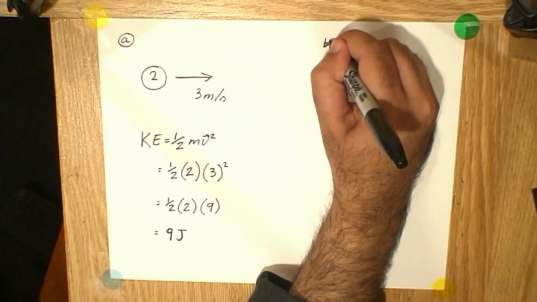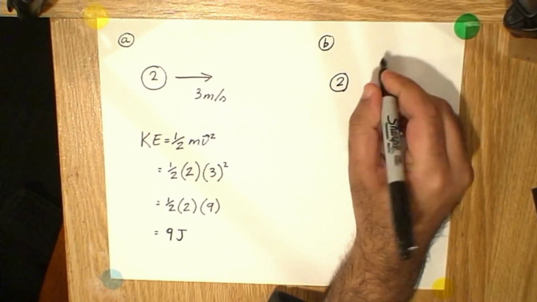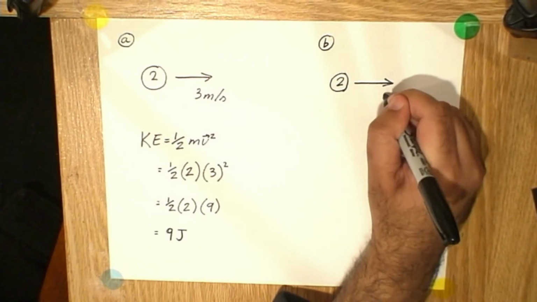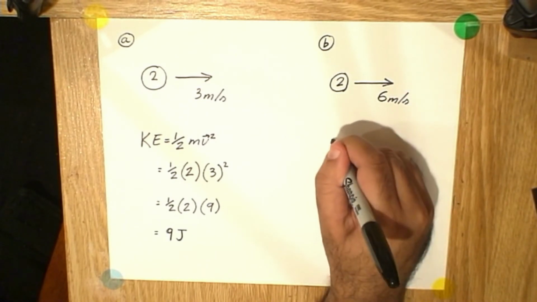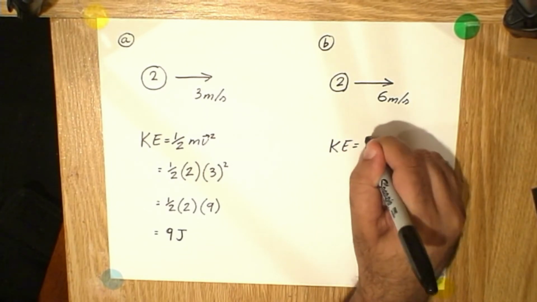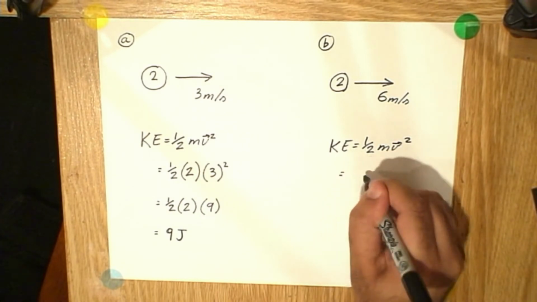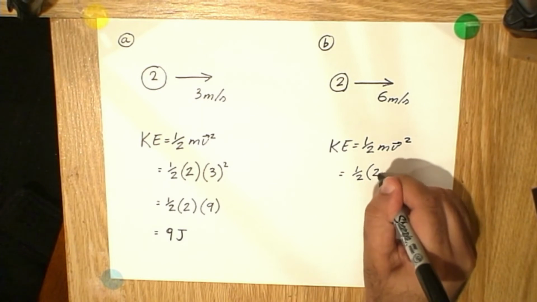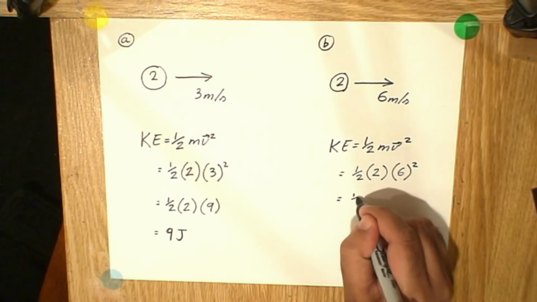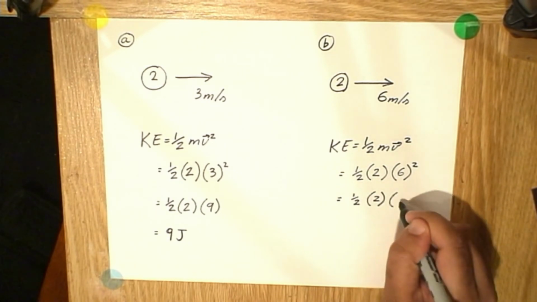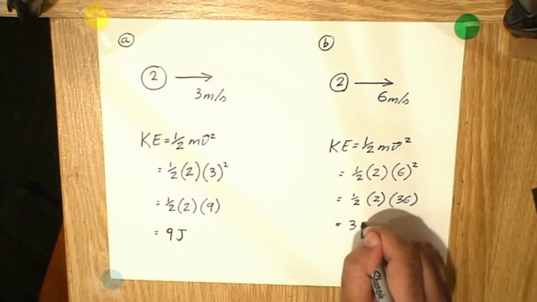Part B of this question was saying, what if you had the same 2 kilogram object, but this time instead of moving at 3 meters a second, it was moving at 6 meters per second? In this case, the kinetic energy would be 1/2 mv squared, obviously, that's the formula for kinetic energy, which works out to 1/2 times mass, 2, times velocity, 6, squared, which is 1/2 of 2 times 36. 1/2 times 2 is 1, 1 times 36 is 36 joules.